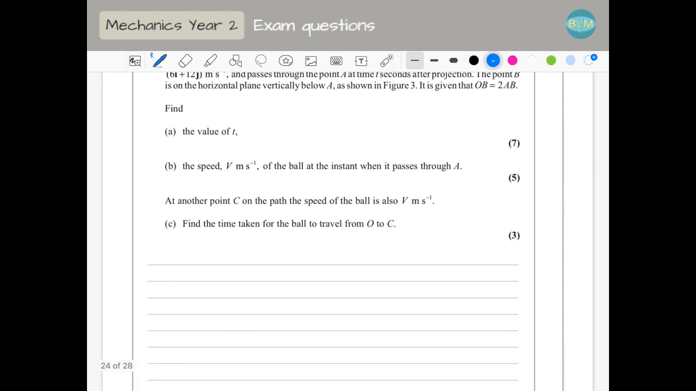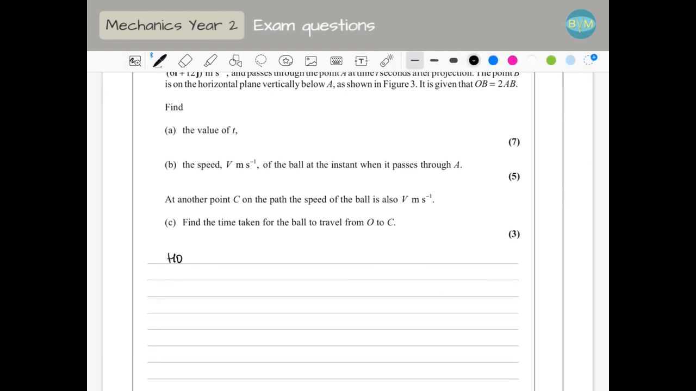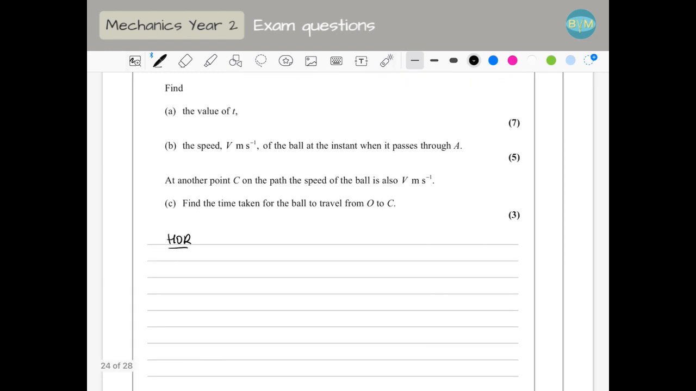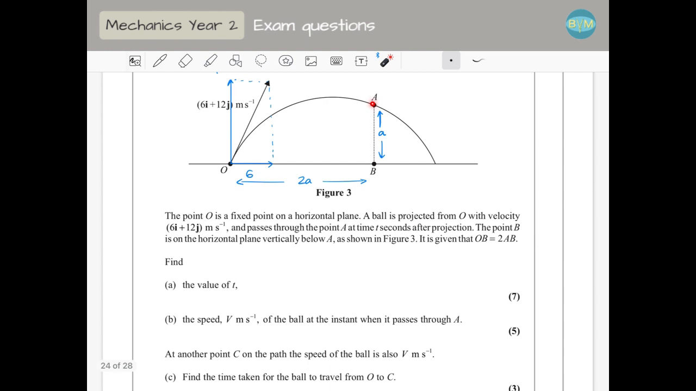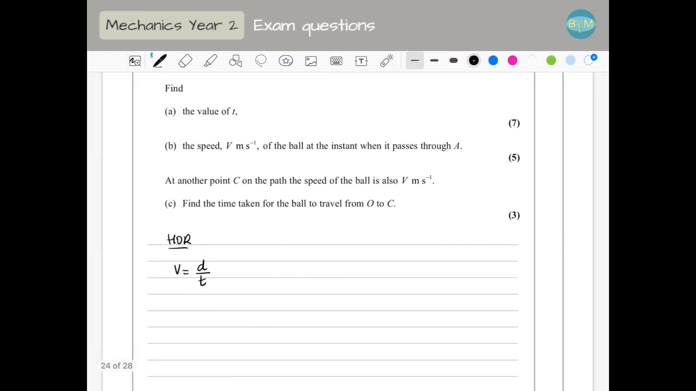For the horizontal motion, as it is constant velocity, we can say velocity is distance divided by time. The horizontal velocity is 6, and the particle is at A when the horizontal distance is 2L. So we can write that the velocity, which is 6, is distance, which is 2L, divided by t. We can simplify, but at the moment we are going to leave it like this. So 3t is L, for example.